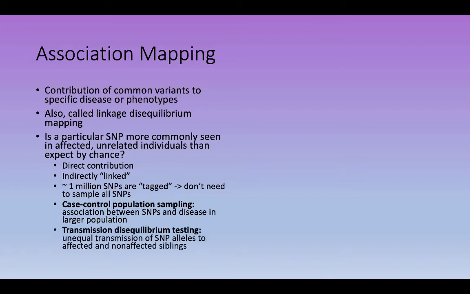There is another approach that we sometimes use in association mapping, which is referred to as transmission disequilibrium testing. And what this is looking at is whether or not we see unequal transmission of SNP alleles to affected and non-affected siblings. So this is doing more of an identity by descent approach of thinking about where these alleles are ending up.